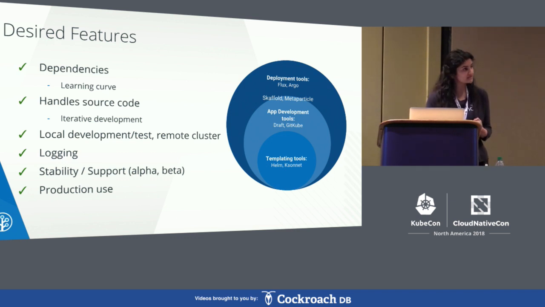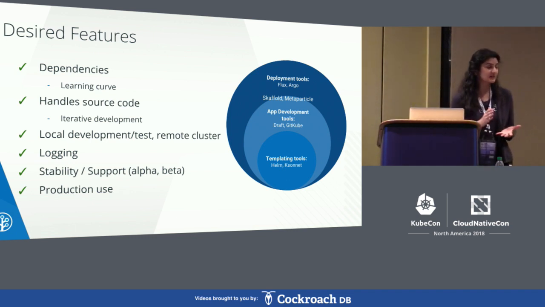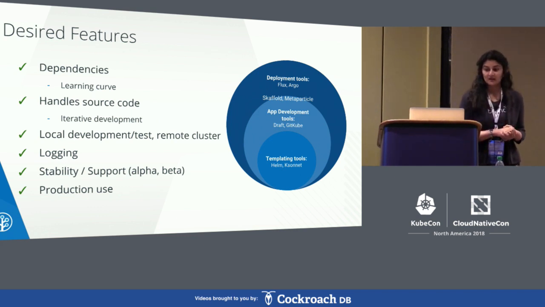A layer above this is app development tools such as Draft, Gitkube, Skaffold. I will come to those later. But these are meant to target the inner workflow of a developer when they're still working on their code, when they're still testing it, and before they actually push it to the final production system. And the topmost layer is the deployment tools such as Flux or Argo. These are the controllers that you would typically run in your cluster. These help to keep your cluster state in sync with the config that you keep in source control.